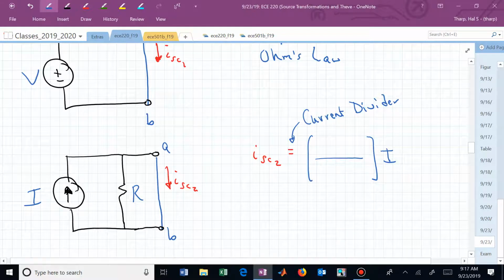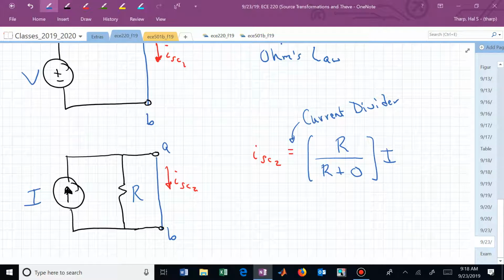It's R over R plus 0, because we take the opposite, or let's say the opposite resistor, and divide by the sum of the two resistors. Now I have R over R, 100% of I goes through that wire. That maybe makes you feel like the first answer was correct. So this is now I.